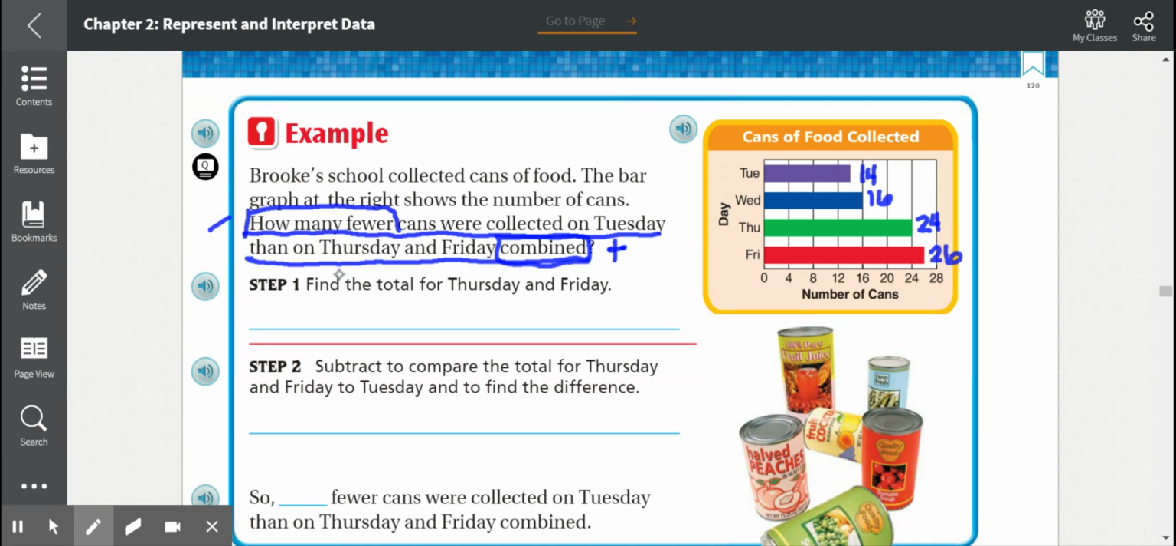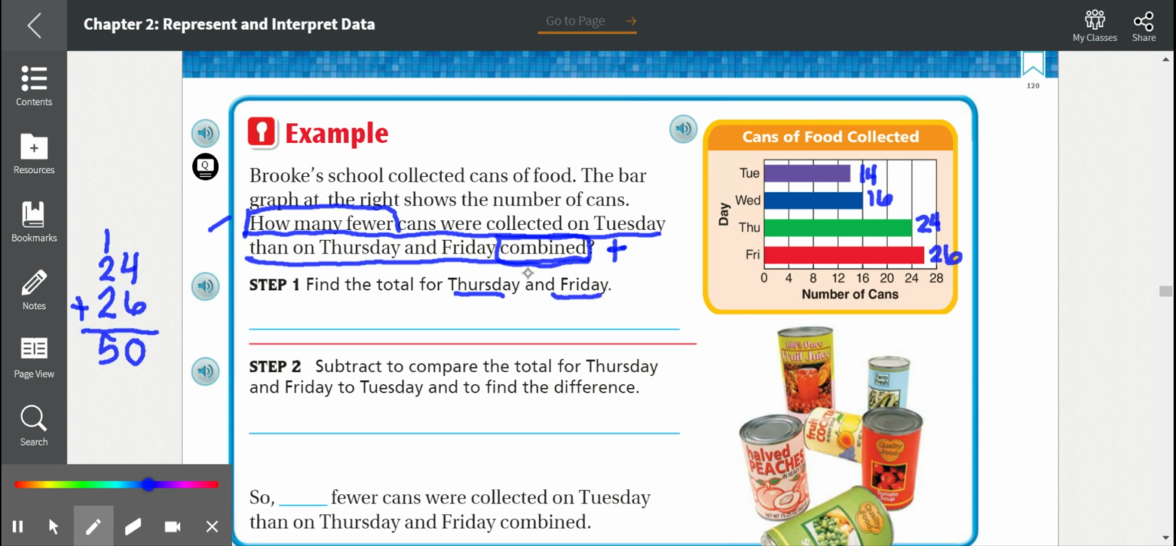Step 1, find the total for Thursday and Friday. So here's Thursday and here's Friday. Over here, I'm going to do this addition, 24 and 26. Add those together. 4 plus 6 is 10. And then 1 plus 2 is 3. And 3 plus 2 more is 5. So the total for Thursday and Friday is 50 cans.